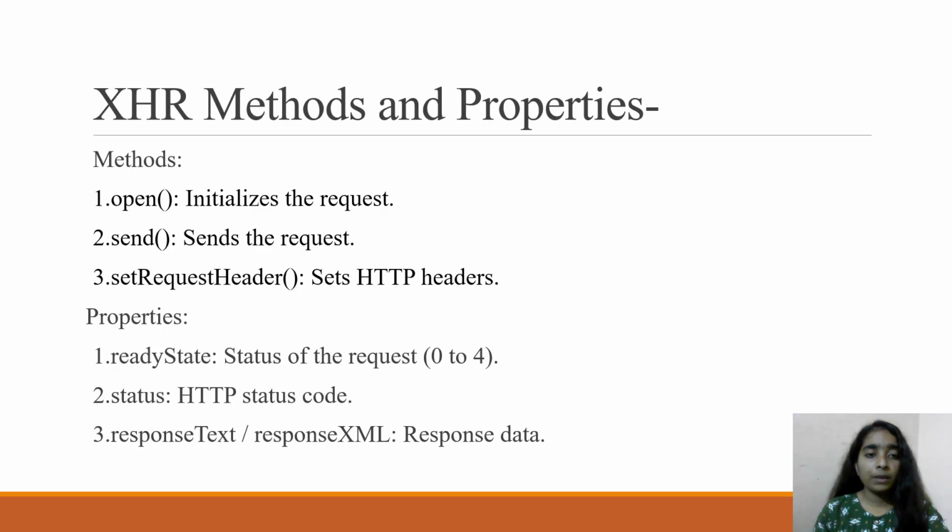Here are the methods and properties that we use in XHR. The open method is used to initialize the request. The send method sends the request, and setRequestHeader sets the HTTP headers. In the properties, readyState includes the status of the request from 0 to 4. The status is the HTTP status code, and the responseText or responseXML will return the response data.